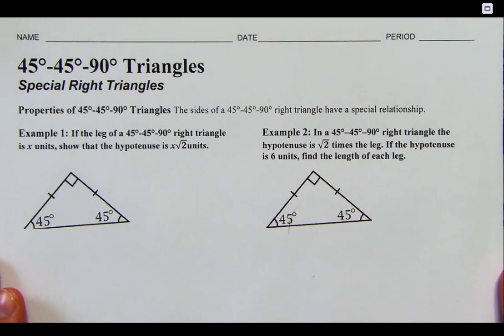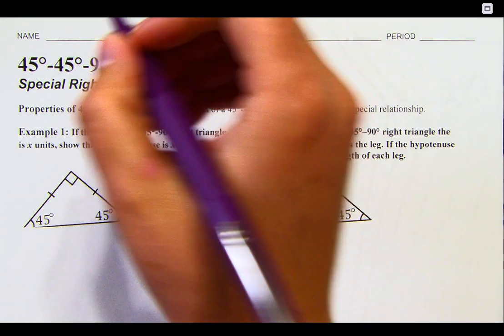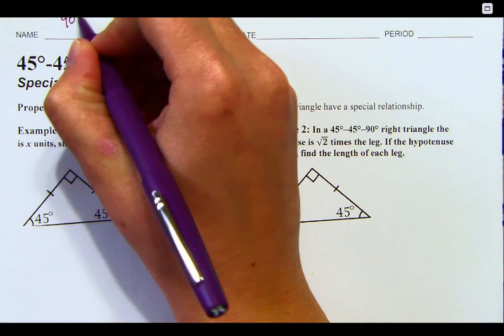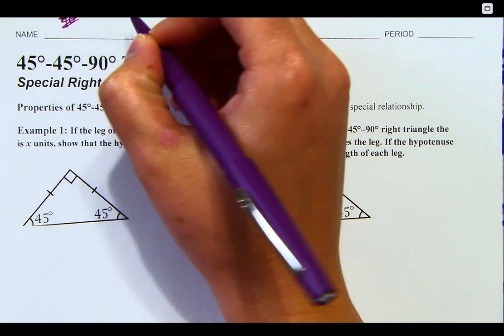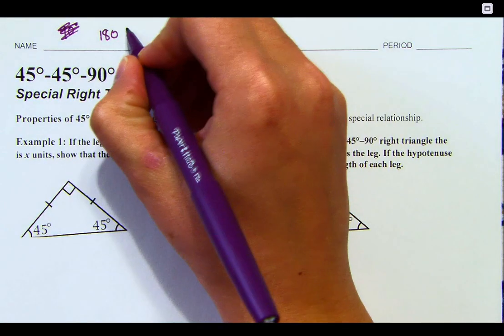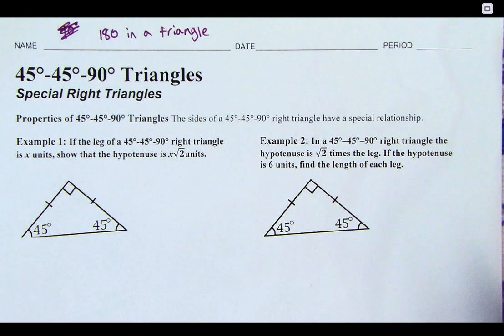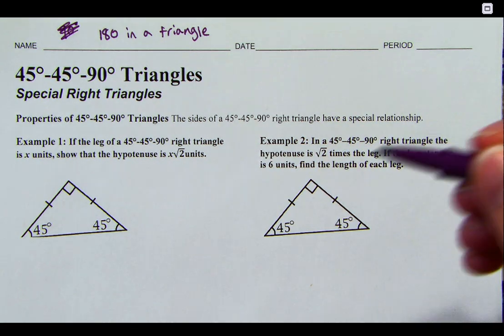So the next thing that we are going to do is review our special right triangles. The first one that we're going to talk about is a 45, 45, 90 triangle. Now remember, we have 180 degrees in a triangle. So if we have a right triangle and we have another angle, we can figure out the missing one.